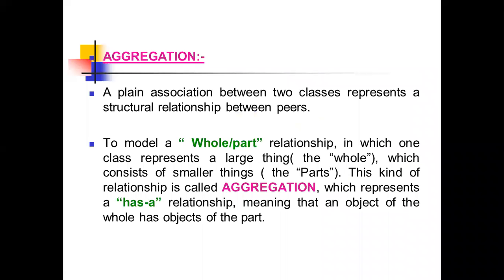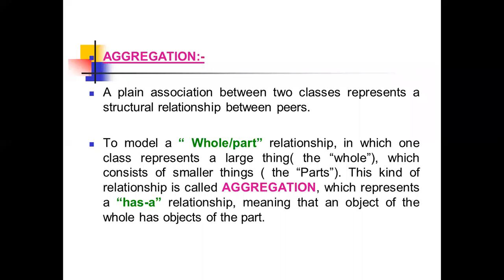Next we are going to see aggregation, that is whole-part. A plain association between two classes represents a structural relationship between peers. Aggregation is a form of association. It indicates a whole-part relationship. There may be questions in the exam like what is aggregation, or define aggregation. So we have to state what aggregation is with an example.